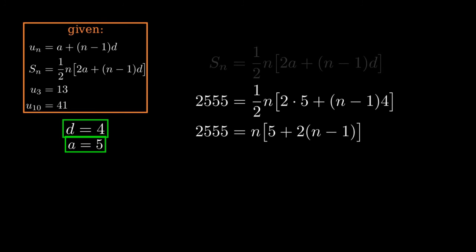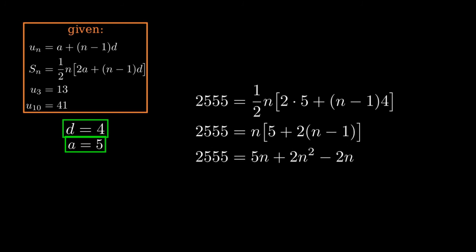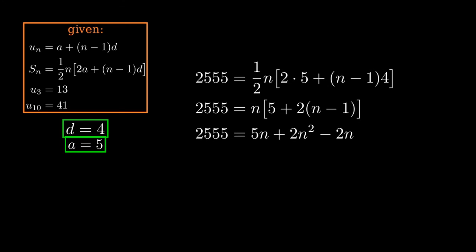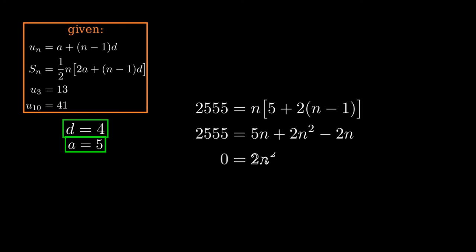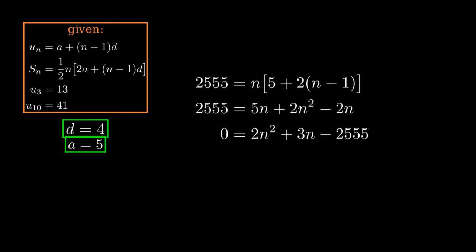Further simplifying, I'm going to multiply both those brackets at the same time. Just kind of smudges in there together. So we've got 5n. The 2 is going across the n minus 1 and the n at the same time. All right. So we end up with 2n squared minus 2n. Then we'll combine all those like terms. And then subtract 2,555. It's over there. So we have a quadratic.